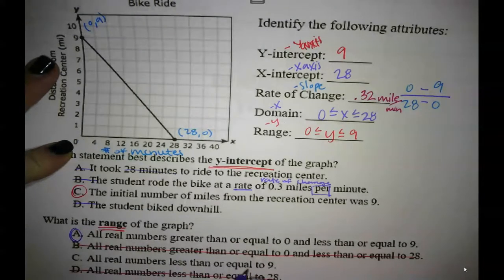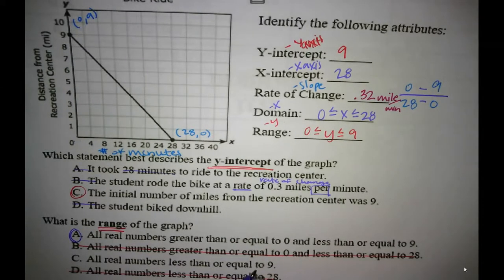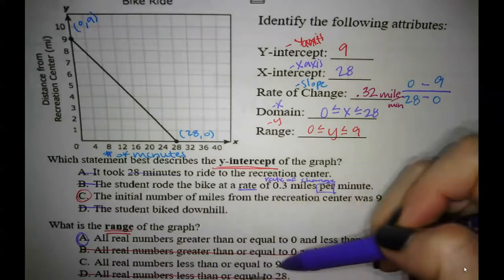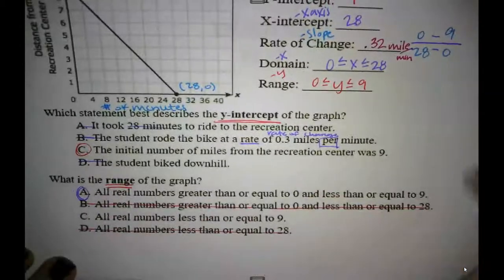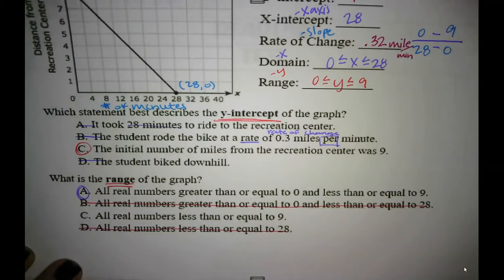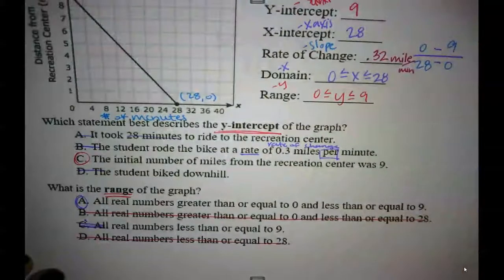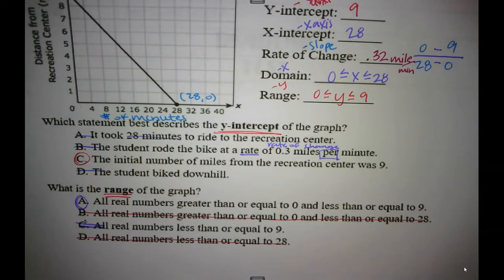This one says all real numbers less than or equal to 9. This one isn't true because this one means that it keeps going. It doesn't stop at 0. It keeps going to negative numbers. And we can't have negative miles to the rec center. And nor do we. And we're not going to. So the range of this graph is all real numbers greater than or equal to 0 and less than or equal to 9.